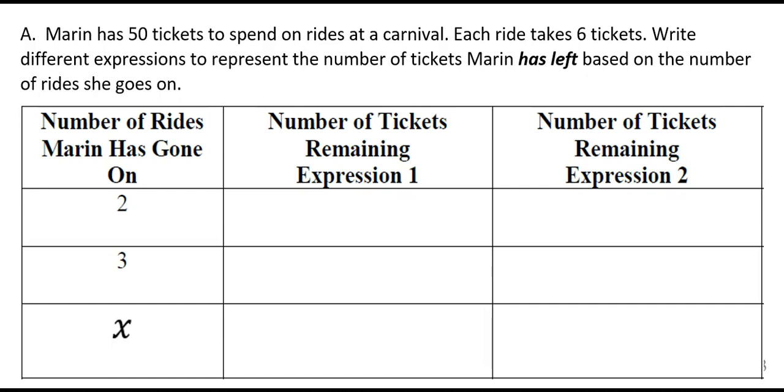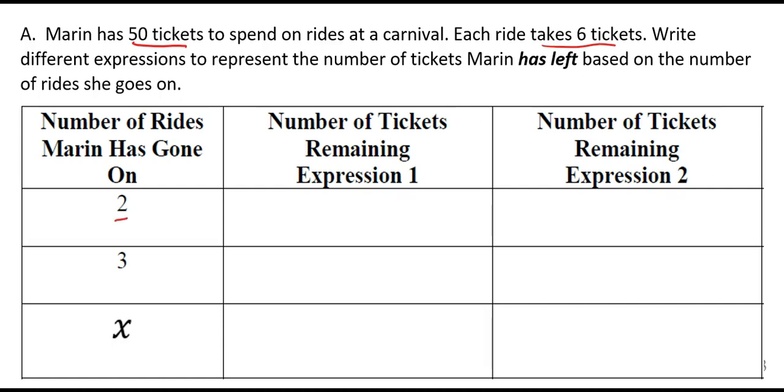Sometimes we'll need to combine operations in our expressions. This problem says Marin has 50 tickets to spend on rides at a carnival. Each ride takes 6 tickets. Write different expressions to represent the number of tickets Marin has left based on the number of rides she goes on. Okay, so let's break this down. She has 50 tickets. Each ride takes 6 tickets. So we have to figure out how many tickets she has left after going on a certain number of rides.